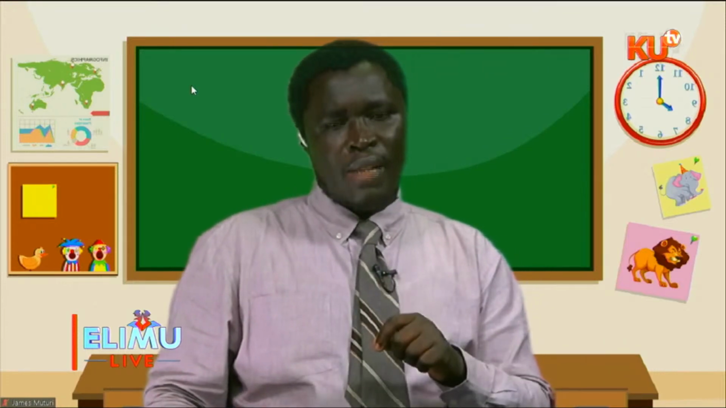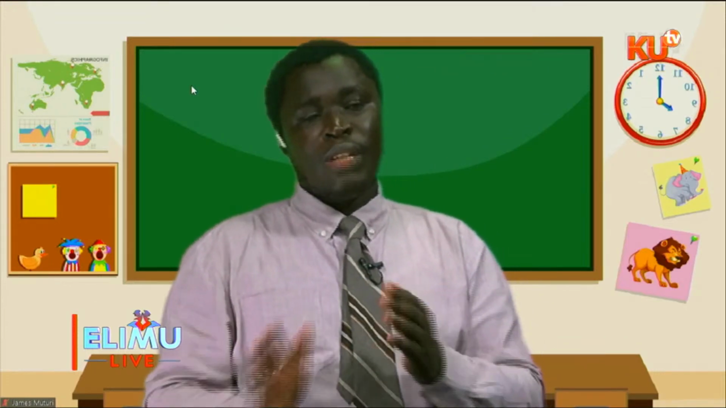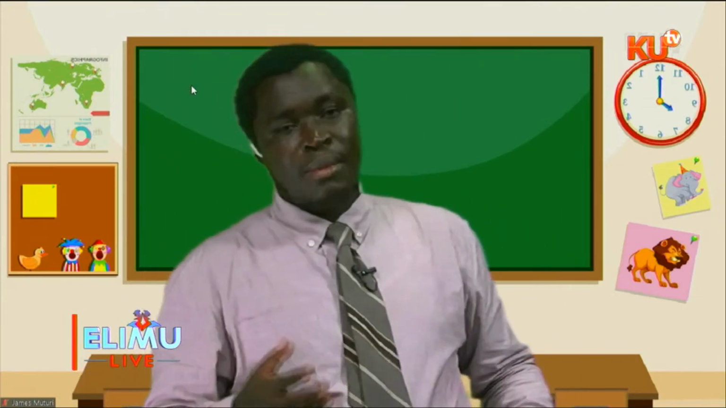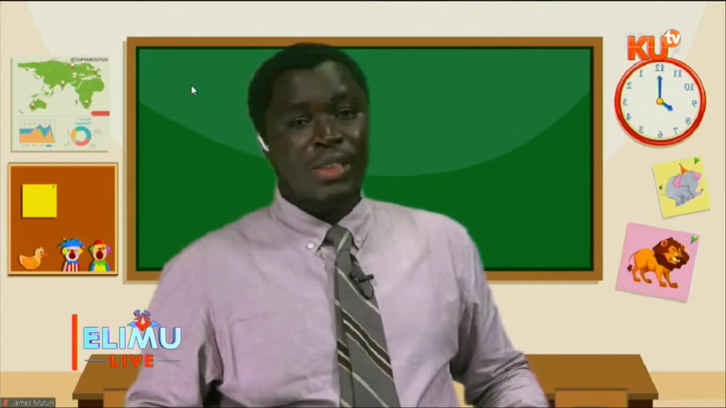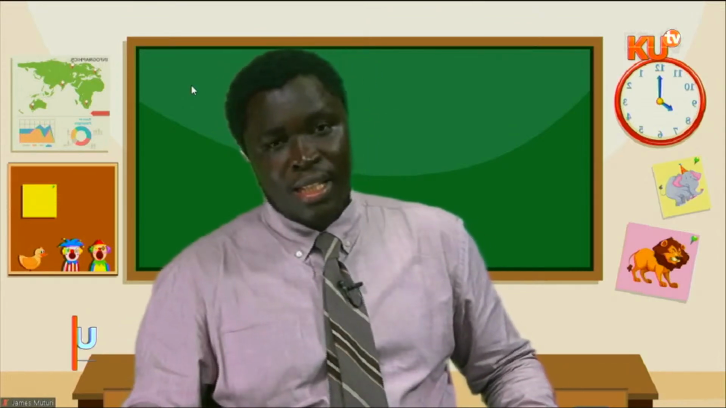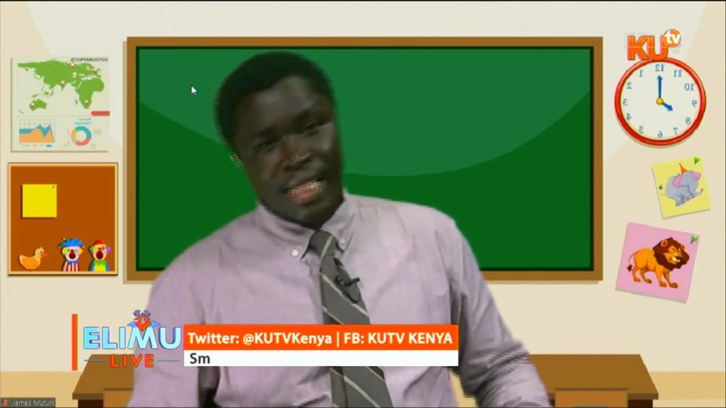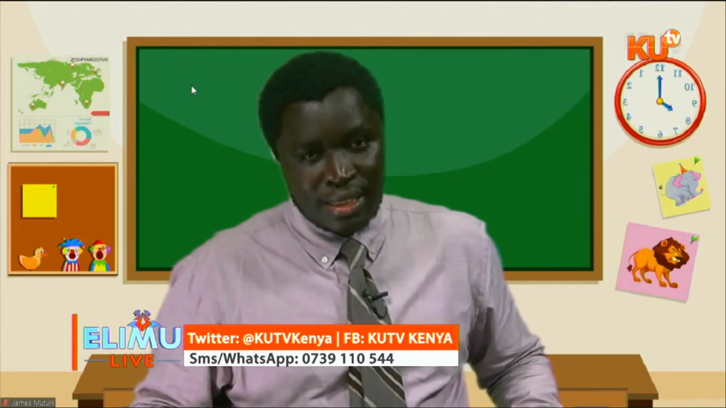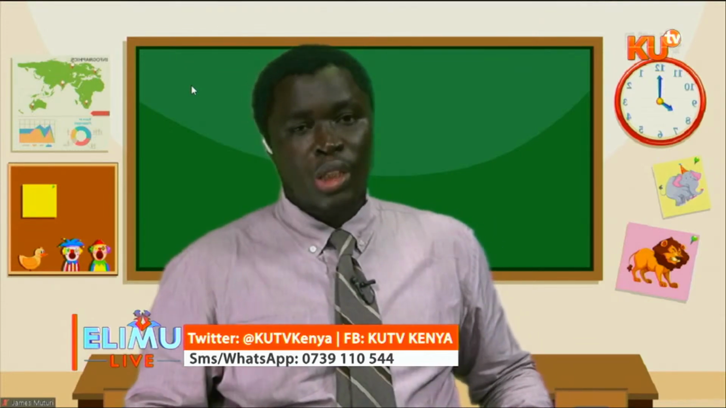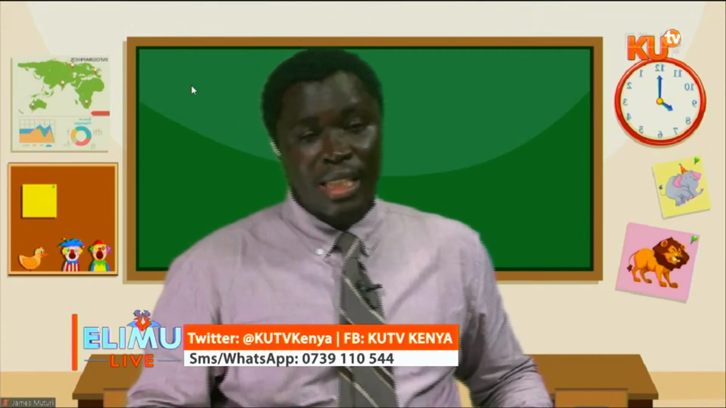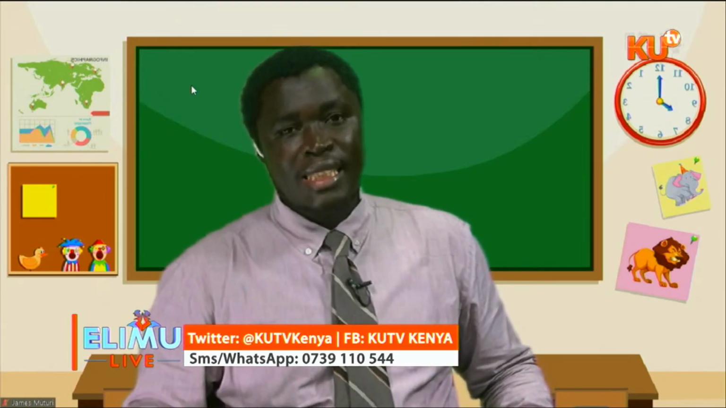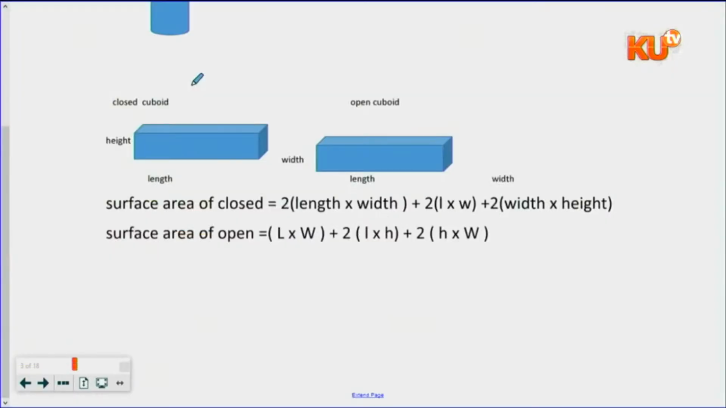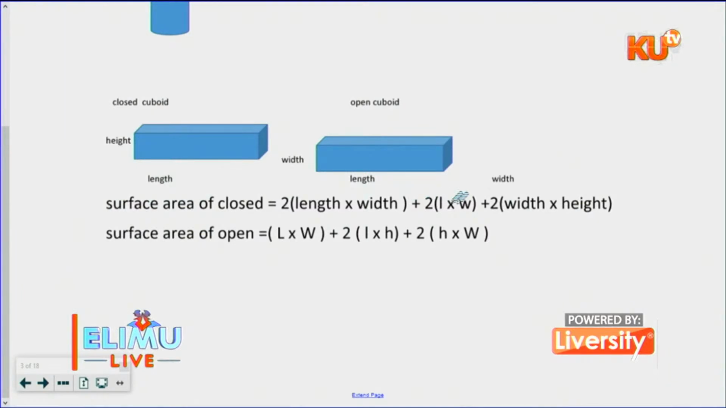Number 1, you have a closed cuboid: 2 into length times width, plus 2 into length times width. I say that width, you can replace it with height, but remember, you know the measurement and you know what you're writing. Then 2 into length into width times height. That is the formula of a closed cuboid, as you see here and as we discussed earlier.